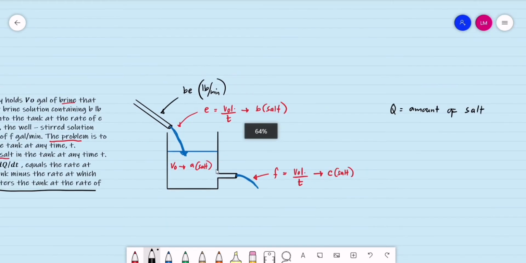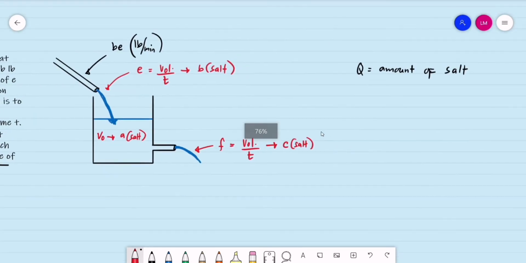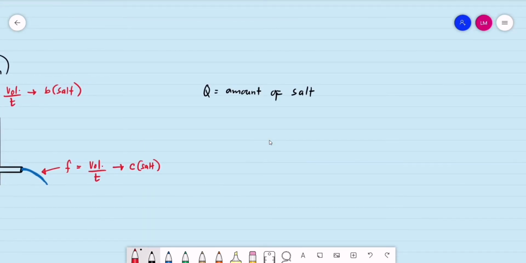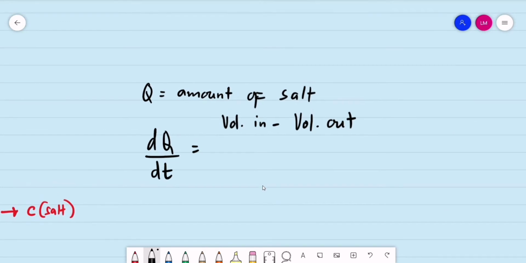So how do we express the dQ over dt? Basically, if you are to focus on the salt, the change in the amount of salt with respect to time is equal to the amount of salt in, or maybe in terms of weight of salt in, minus the amount out. We can have it in terms of weight or in terms of volume. But if we are to use the BE, then that will be in terms of pounds per minute, so that will be in terms of the weight.